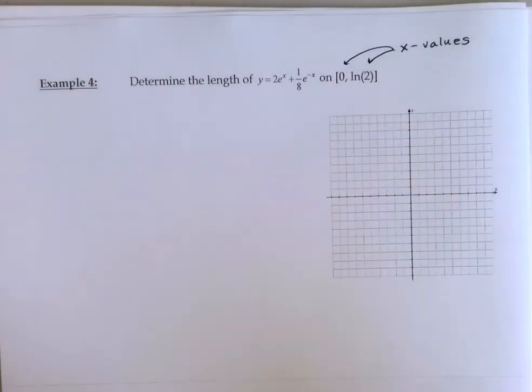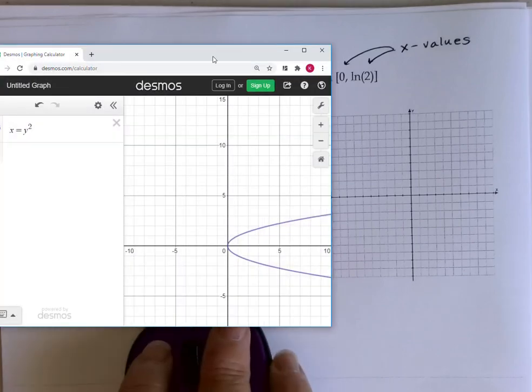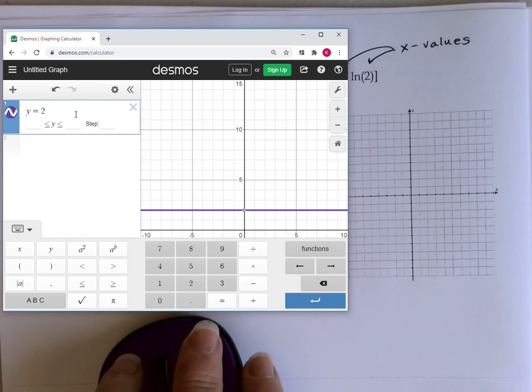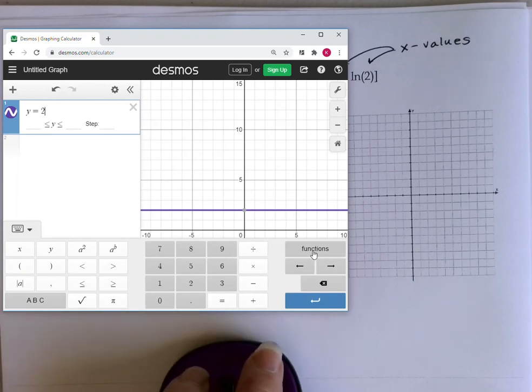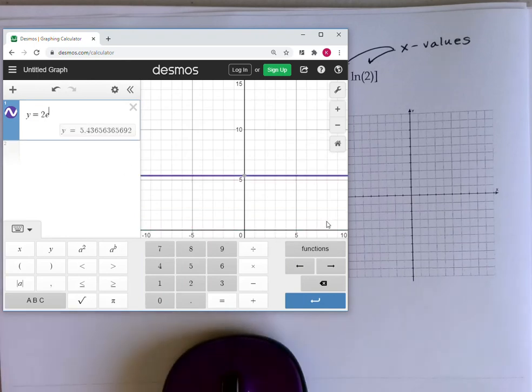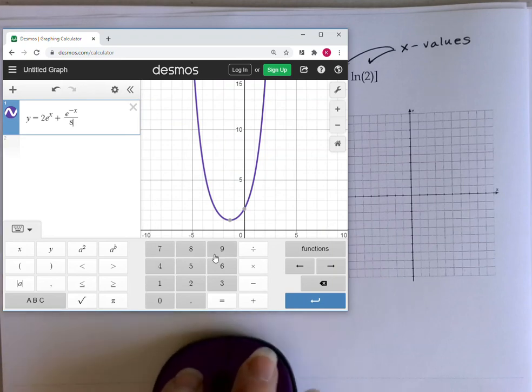All right. We might as well sketch it. Again, the sketches here are not nearly as important as they were back with the volumes of revolution, but it doesn't hurt to know what we're looking at. My function is y equals 2e to the x plus 1/8 e to the minus x, or just e to the minus x over 8. All right, there we go. It's almost parabola looking, isn't it?